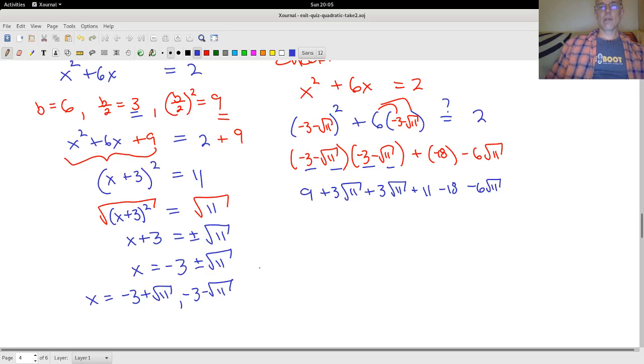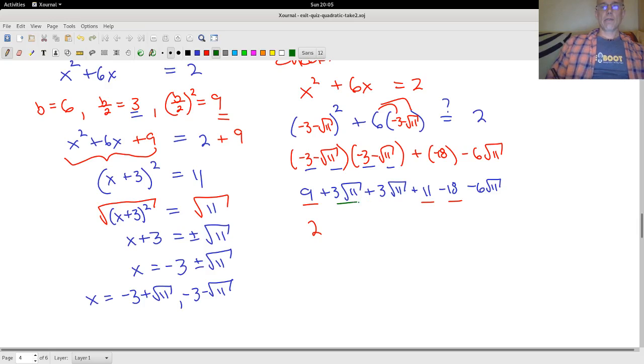All right, so now we have to combine like terms. So what do we have that's like here? Let's see, the 9 is like the 11 and the negative 18. Let's see, am I missing anything there? Nope. Okay, so 9 plus 11 is 20. And then I have 20 minus 18, which is 2.